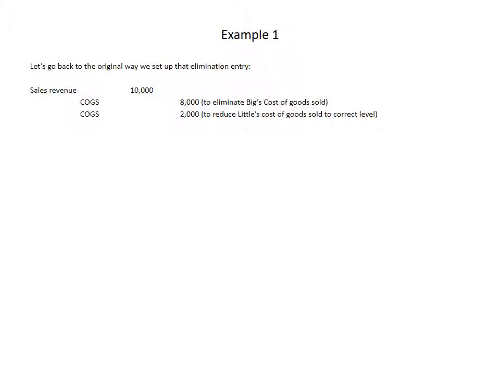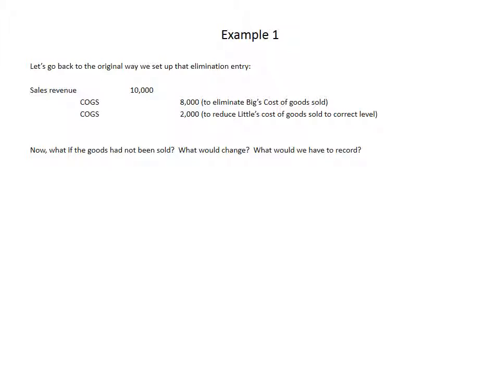Now let's go back to the original way we set up that elimination entry, keeping the two credits to cost of goods sold separate. Again, we have to eliminate the intercompany sales revenue with a debit. We have to eliminate Big's cost of goods sold with an $8,000 credit, and we had to correct Little's cost of goods sold by reducing it by $2,000 from $10,000 down to $8,000.